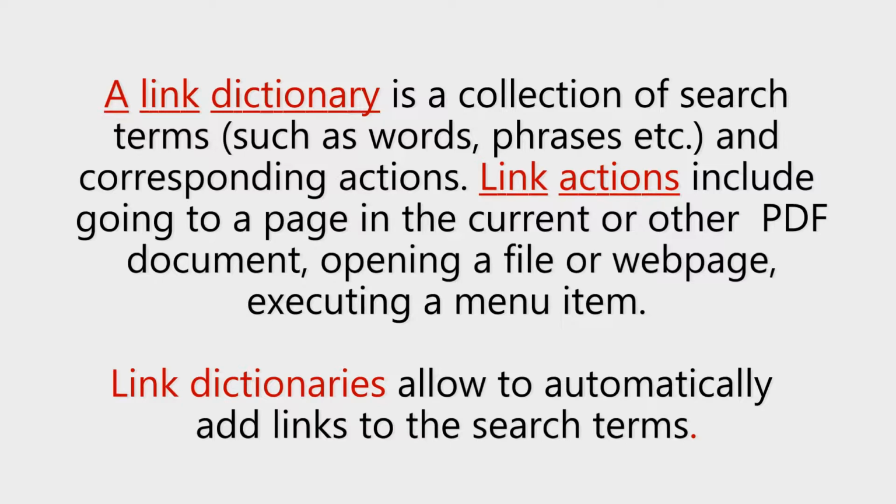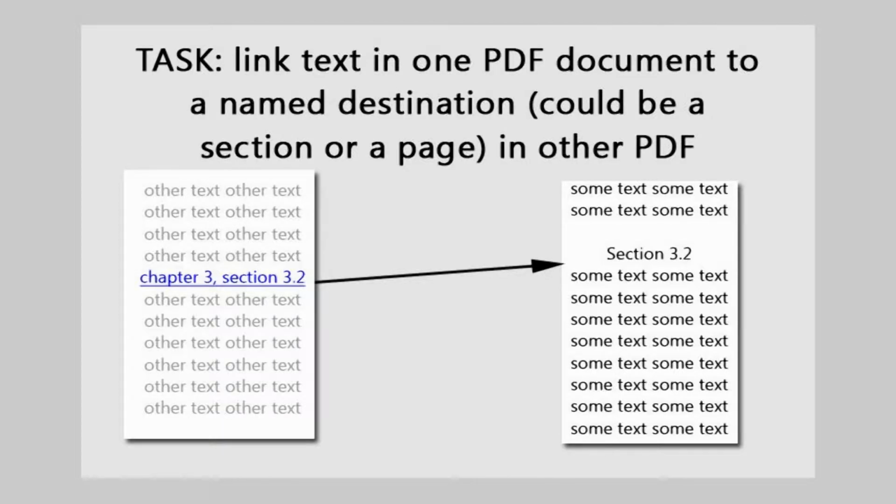Linked dictionaries allow you to automatically add links to the search terms. For example, an objective might be to link text in one PDF to a named destination. This could be a section or a page in another PDF. The example shown here demonstrates clicking on Chapter 3, detailing its involvement with Section 3.2, and being taken to Section 3.2 in an entirely different document.